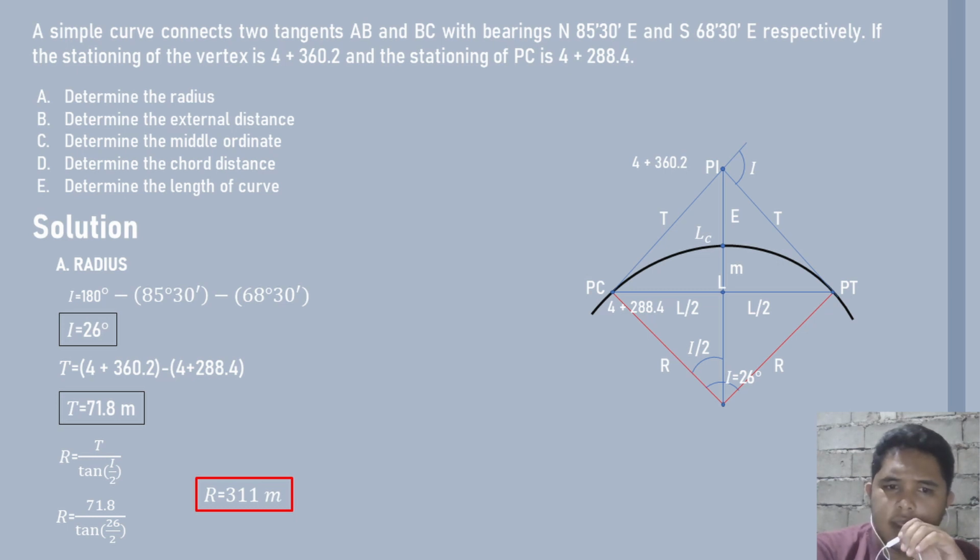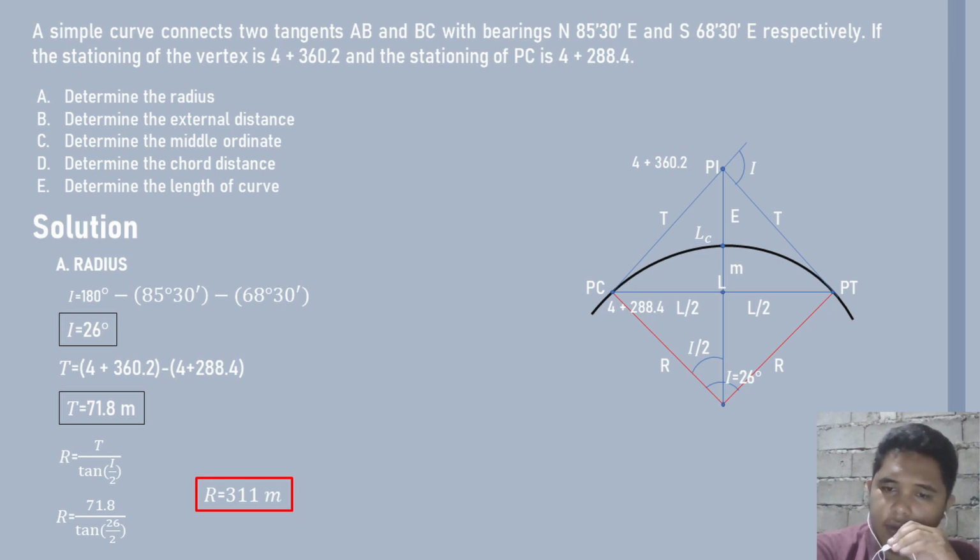So since na may mga bearings nga gihatag, ato lang i-subtract, no, ang mga bearings sa 180. So 180 degrees minus 85 degrees 30 minutes minus 68 degrees 30 minutes, our deflection angle is 26 degrees.